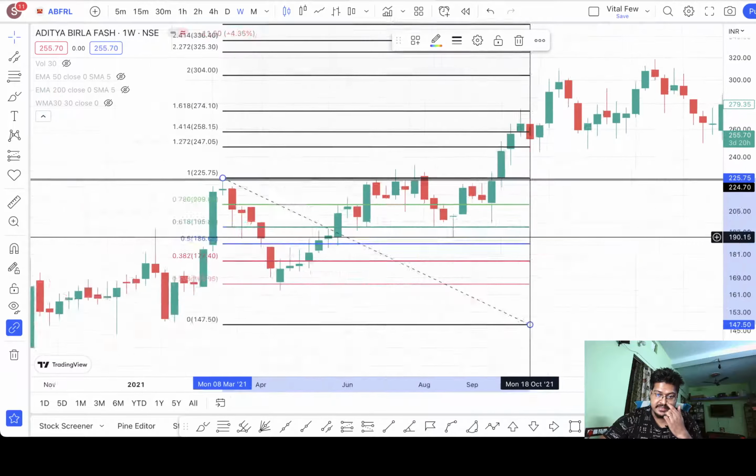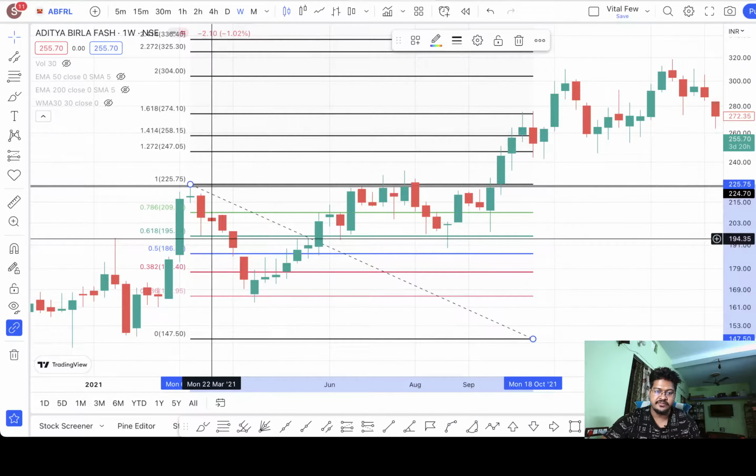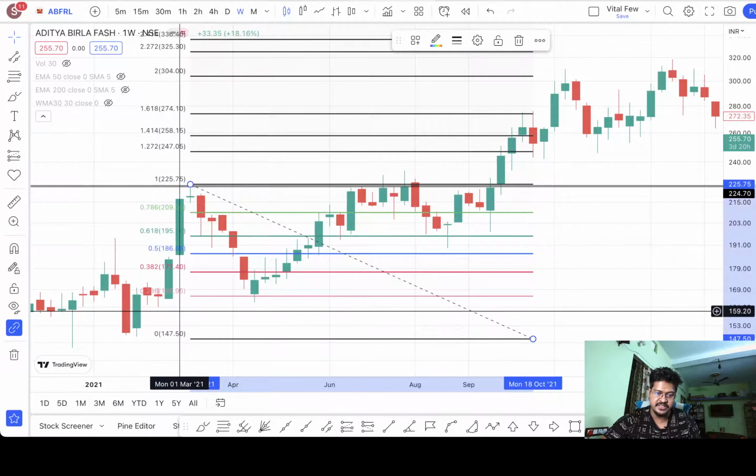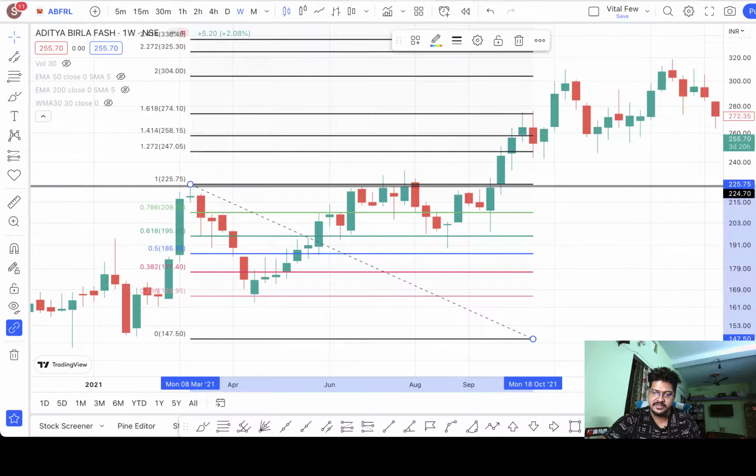You can clearly see, when I zoom in a little bit, first the price came down to this level. This level is 0.236 and I know it is not clearly visible, but that is okay. You can spot the important levels like 0.5, this one which is 186, and this one 0.618 which is 195. You can see price clearly took support at this level, at 0.618. So this clearly tells us that the trend is strong.